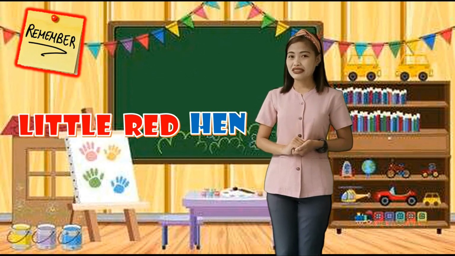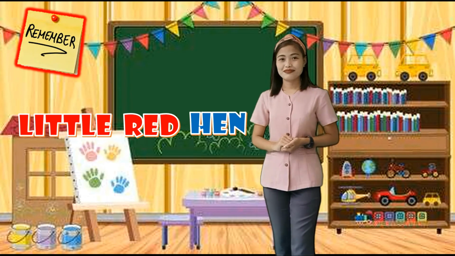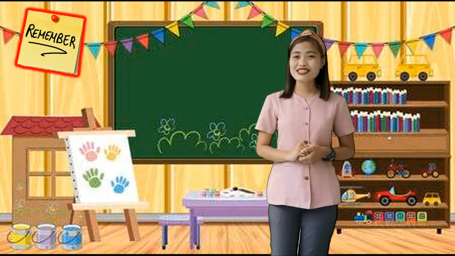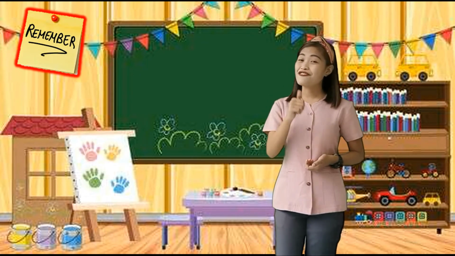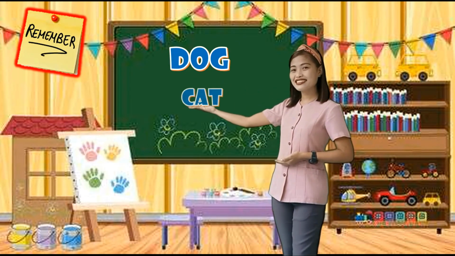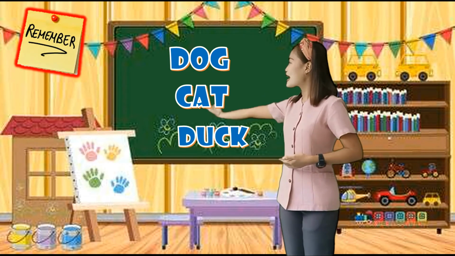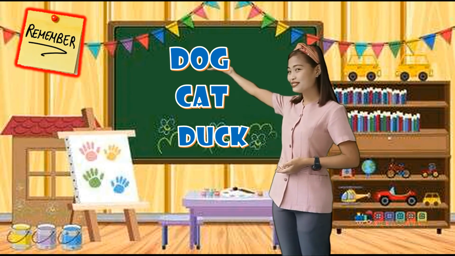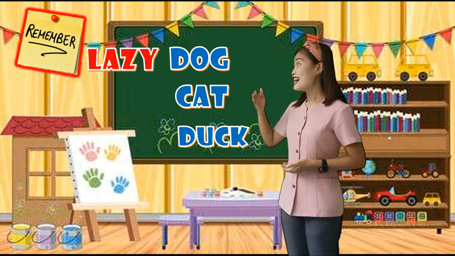Read after me. Little, red, hen. Now, what are the other characters in the story aside from hen? Very good. We have the dog, cat, and the duck. Now let's describe each character in the story. How are you going to describe the dog? Very good. Lazy dog.